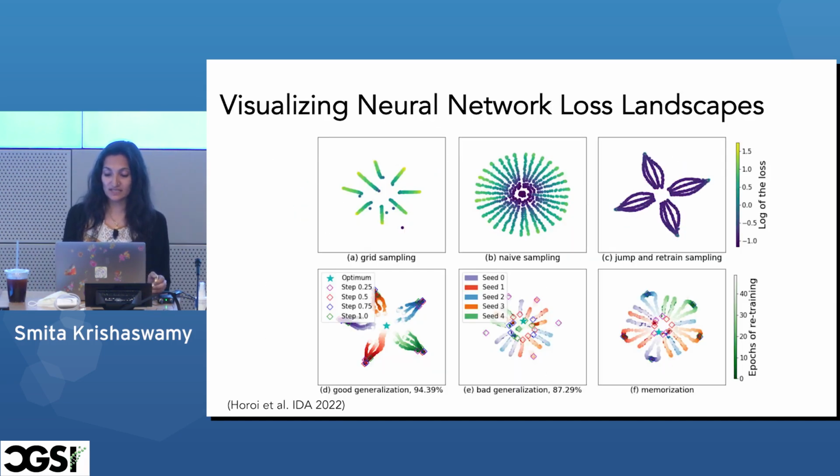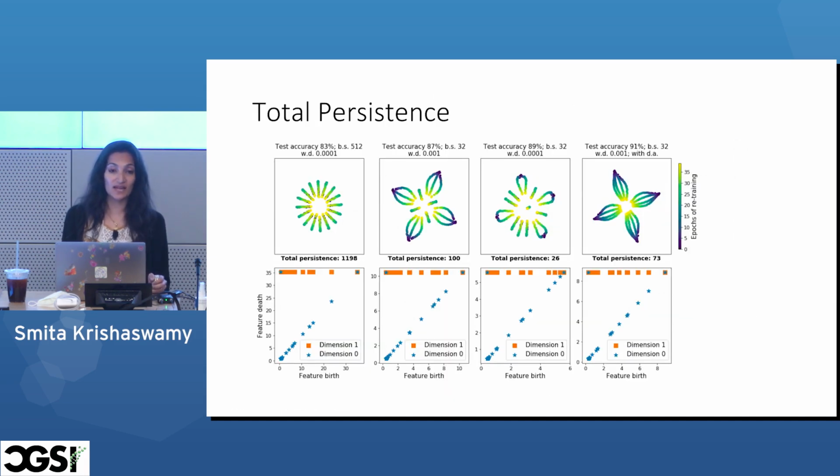And the other thing is these kind of shapes that are very connected, you can run topological data analysis. So this is a persistence diagram. You can actually feed this to a classifier to classify different minima at different points in time.